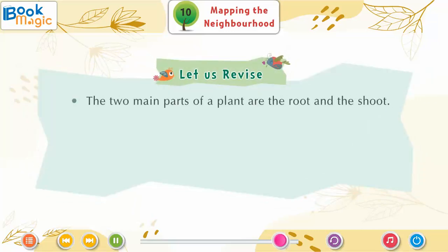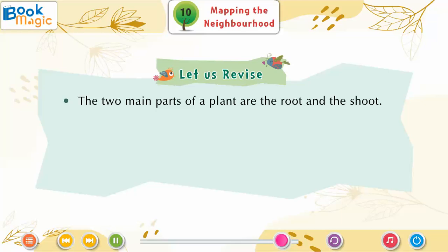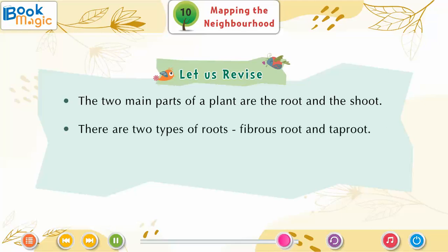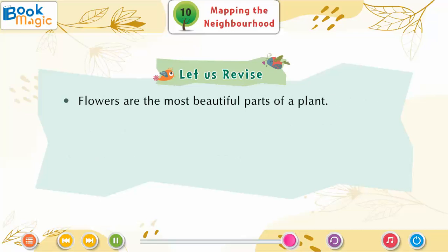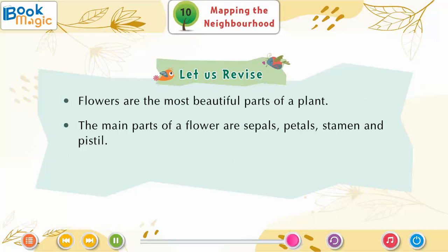Let us revise. The two main parts of a plant are the root and the shoot. There are two types of roots, fibrous root and taproot. Some plants have roots that perform special functions. Flowers are the most beautiful parts of a plant. The main parts of a flower are sepals, petals, stamen, and pistil.